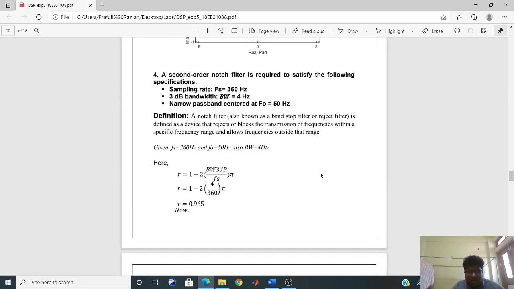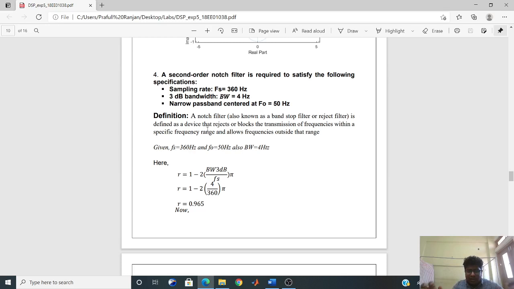Last but not least, we have the second order notch filter. In this one specifications are provided. So let's first define what a notch filter is. It is also known as a band stop filter. The above one is a band pass filter and this one is band stop. In that one, from fc1 to fc2 it was passing the values, amplifying them, but here it will stop those values and all other values should be amplified. It is also known as a reject filter.